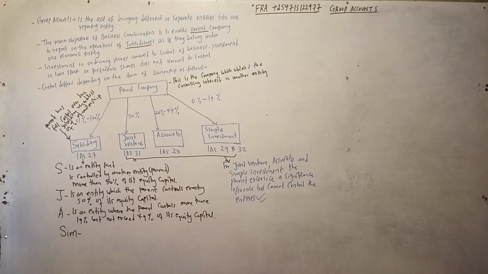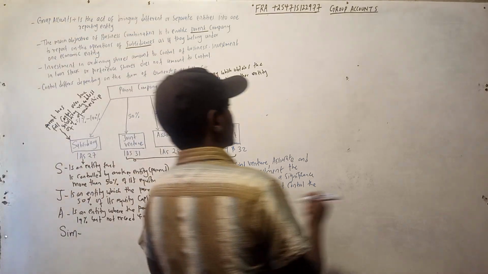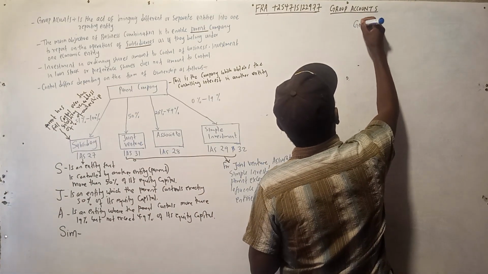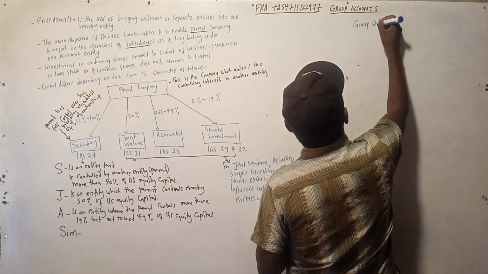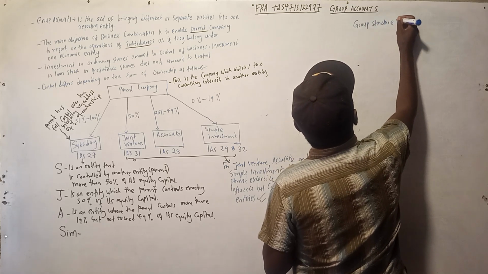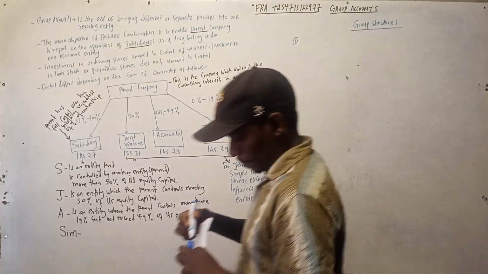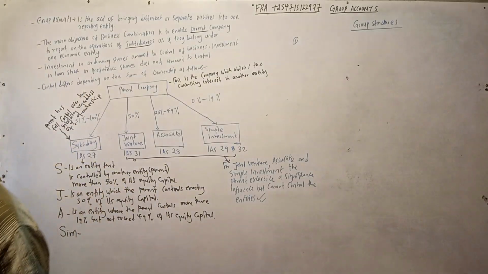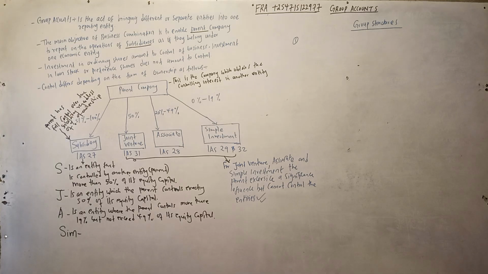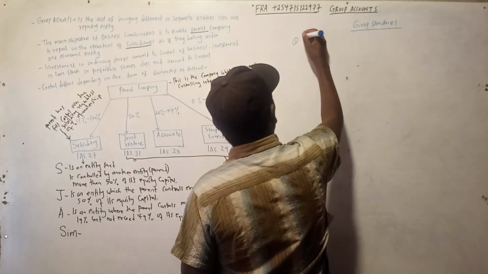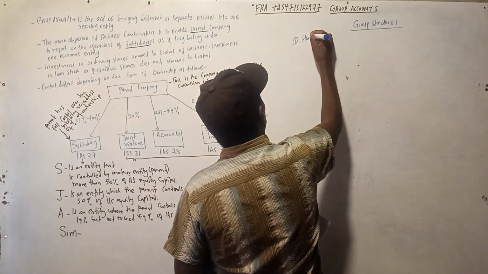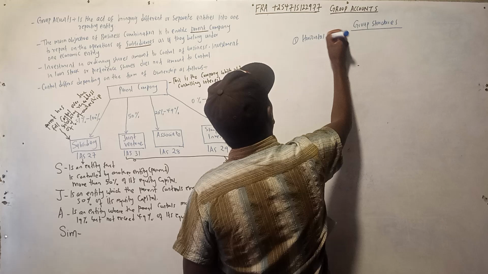Now, I think we can look at the structures before we continue. Group structures, which is important. We have three types of structure. Number one, we can talk about the horizontal structure.